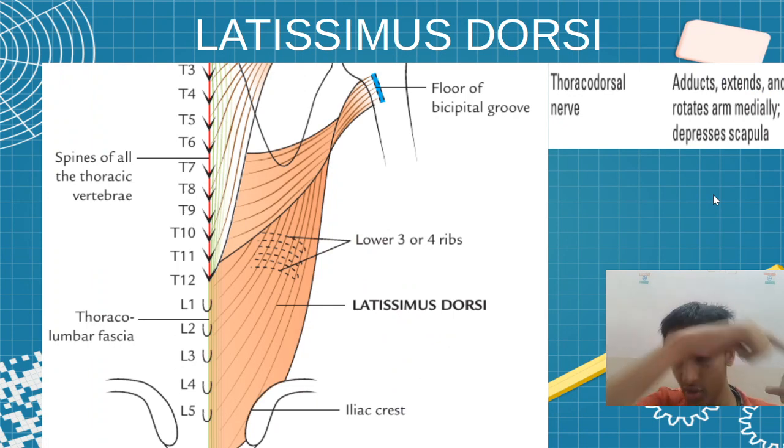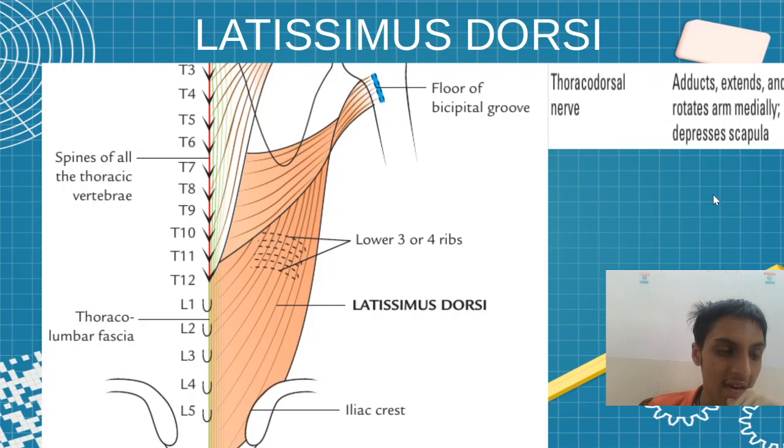Okay, so actually it is not T10, it is T12. That is the origin of the trapezius, C7 to T12, along with the external occipital protuberance. Insertion was into the upper crest of the spine.